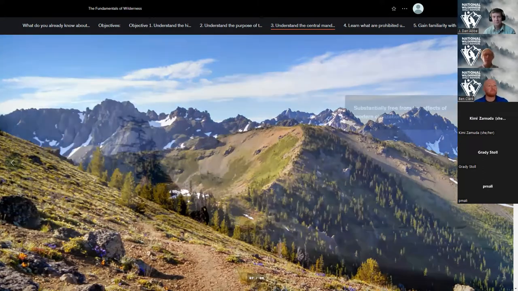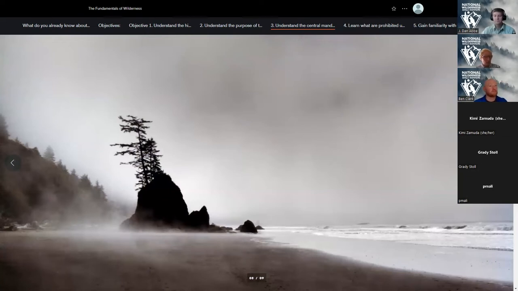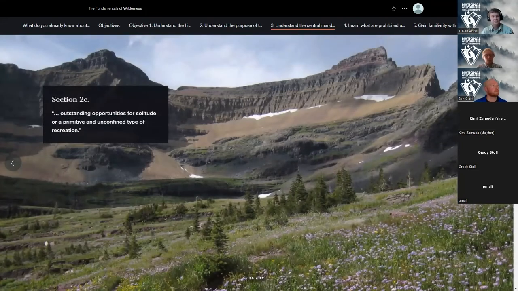Go to the next one. So again, really thinking about how it's free of the influences of modern civilization. And then the next one, outstanding opportunities for solitude or a primitive and unconfined type of recreation. And this really starts to get us thinking about those less tangible parts of wilderness and people's experiences and the setting that offers that experience, and whether humans are there or not.